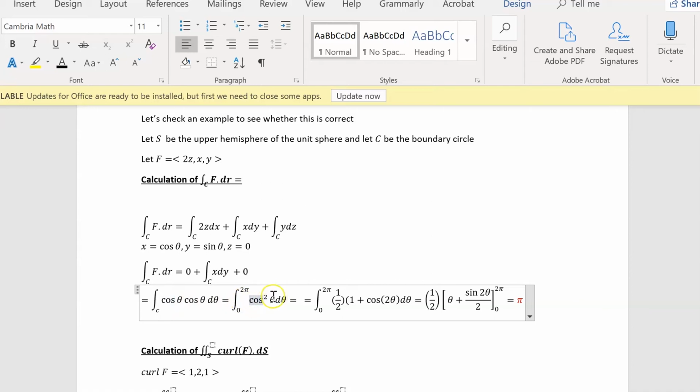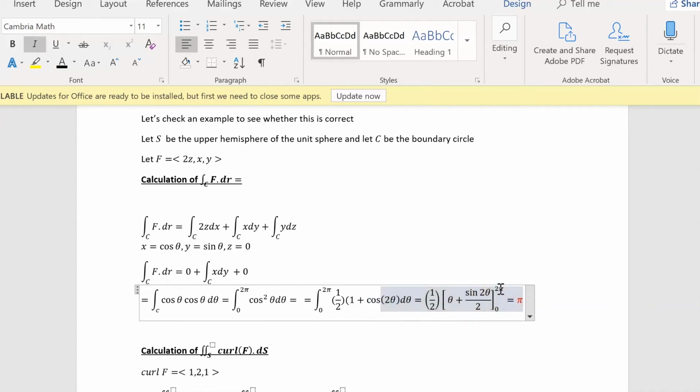Now the theta range is how theta moves on the xy plane, so that will be 0 to 2 pi. This is an even power of the cosine, and you know how to integrate that using the double angle formula. From calc 2, you may remember this: we will write it as 1/2 times 1 plus cosine 2 theta. We can take the 1/2 outside. The integral of 1 is theta. The integral of cosine 2 theta is sine 2 theta over 2. And we take the limits 0 to 2 pi.